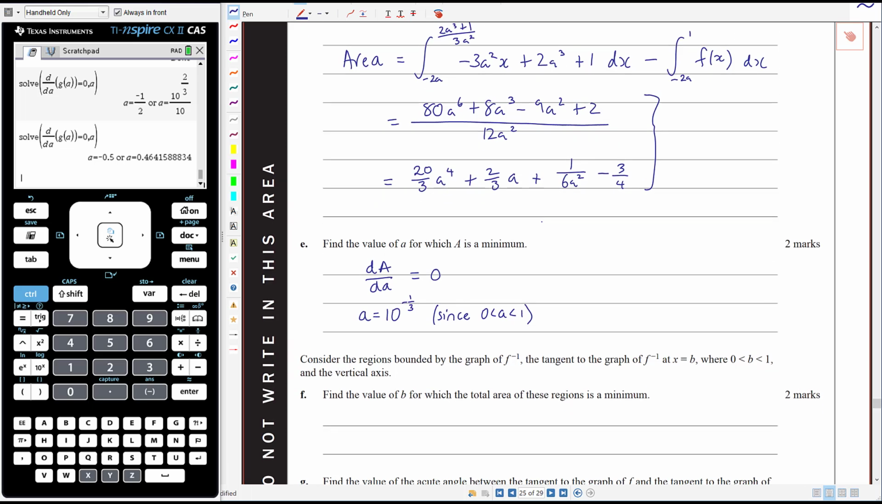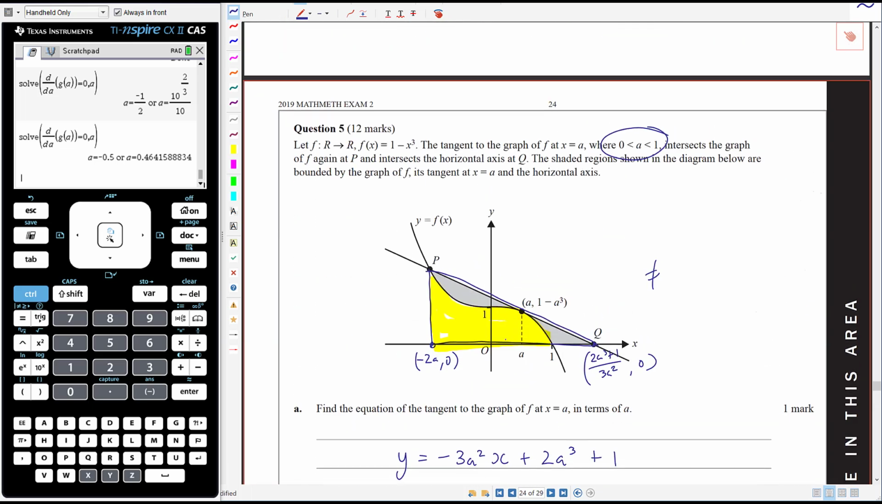Okay, and so that was about 0.46. So if a is about 0.46, yeah, you're going to have your tangent here. So it's going to sort of do that. Okay, and apparently that minimizes our area.